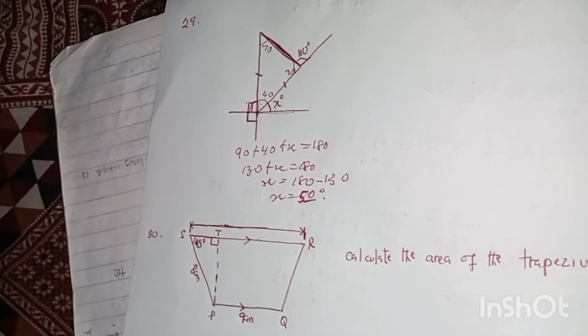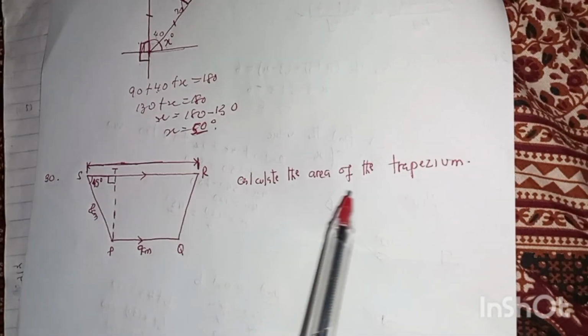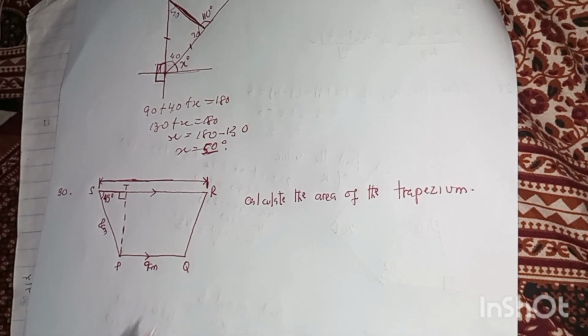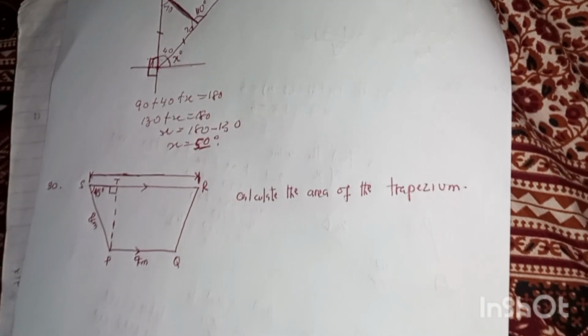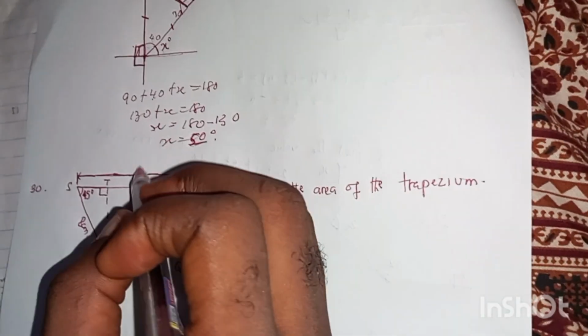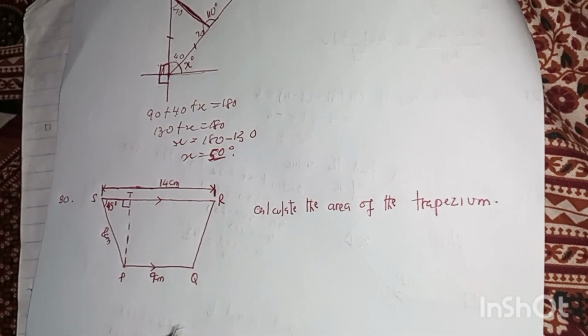And the 30th question, this is actually quite simple. It might look complex, but it's very simple. It says to calculate the area of the trapezium. If you know the formula for the area of a trapezium, it's going to be easy for you. This is supposed to be 14, by the way. It is 14 centimeters. Yeah, the entire length there is 14 centimeters.